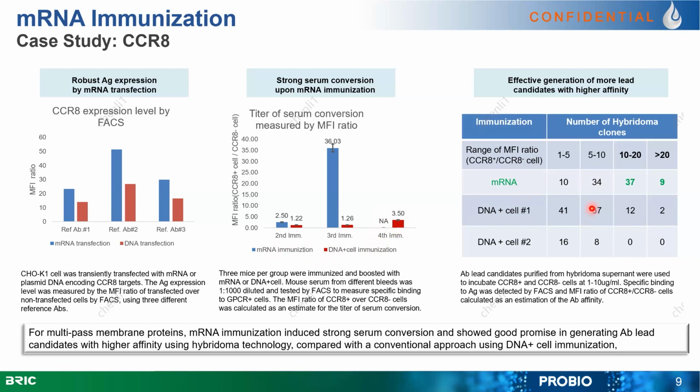Last and the most important, we are able to obtain many more antibody candidates, especially those with higher affinities, during the screening stage. We compared the number of candidates recovered during the hybridoma screening stage and categorized them into different affinity ranges based on the MFI, the signal ratio. As you can tell from this table, the mRNA approach produces more candidates in the high affinity range compared to the other two approaches, which are the DNA and cell immunizations.